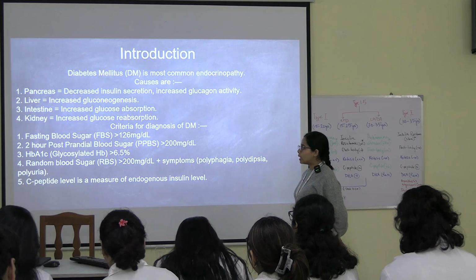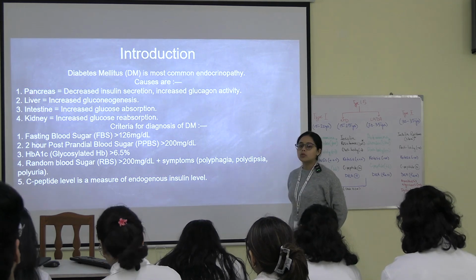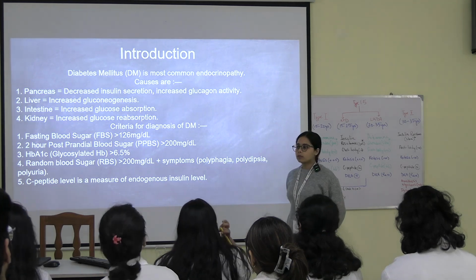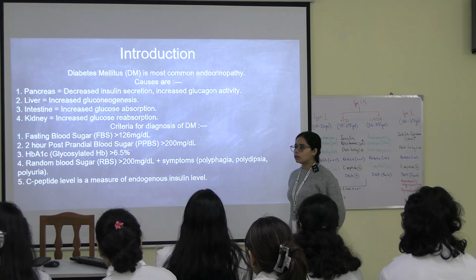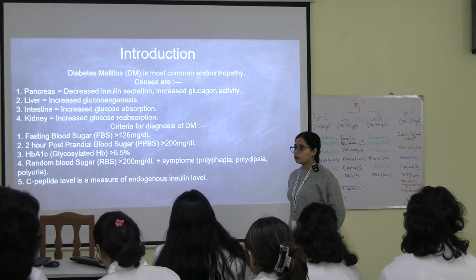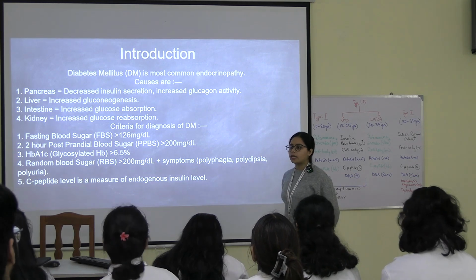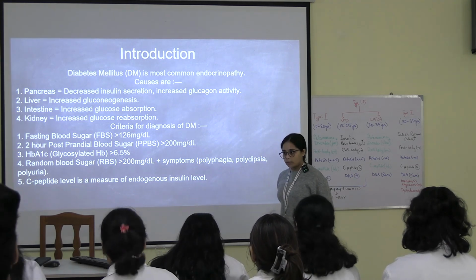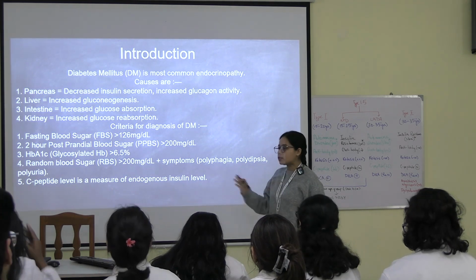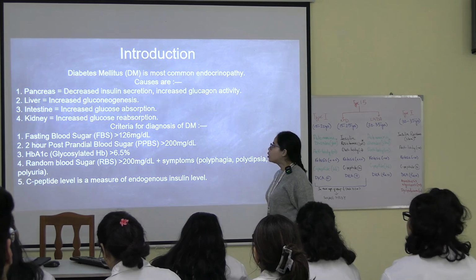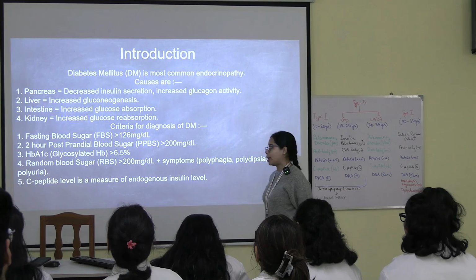Then we have the liver, that is, increased gluconeogenesis in the liver. What is gluconeogenesis? Do you know what gluconeogenesis is? It is when we take a non-carbohydrate diet and the carbohydrates break down. Yes, so increased glucose, that process is known as gluconeogenesis. So increased gluconeogenesis in the liver will ultimately lead to diabetes mellitus.